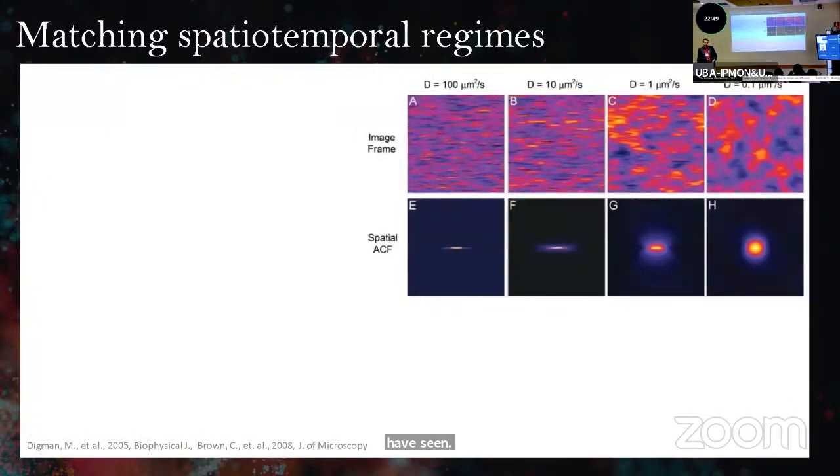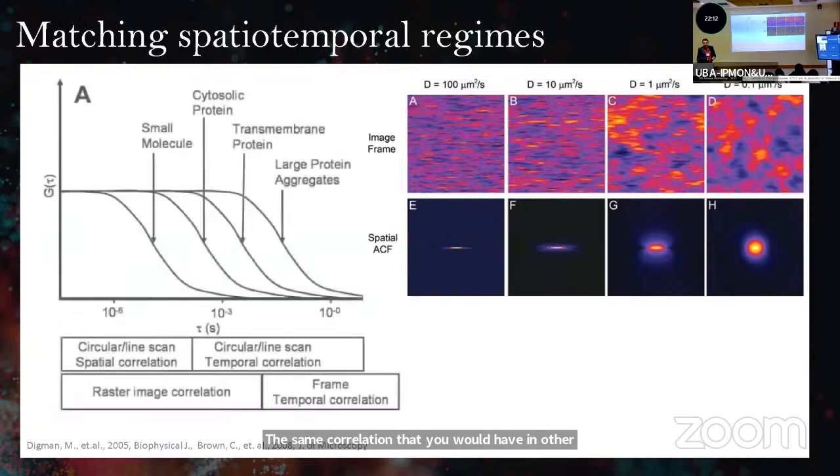And what happens when you don't match the spatiotemporal regimes appropriately? So this is raster image correlation spectroscopy of simulations of molecules that are moving at 100 microns per second, 10 microns per second, 1 and 0.1. You notice that the autocorrelation function of RICS has the elongated shape that is due to the way that the laser scans the sample from left to right. But the molecule is the same, correlation that you would have in other techniques because it's already too slow.